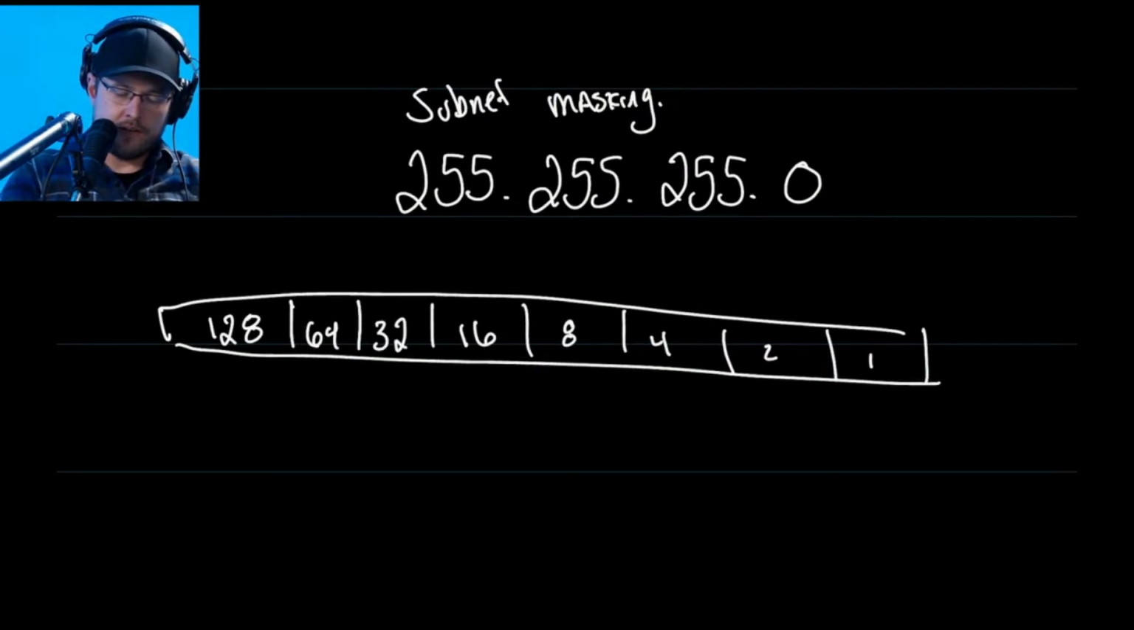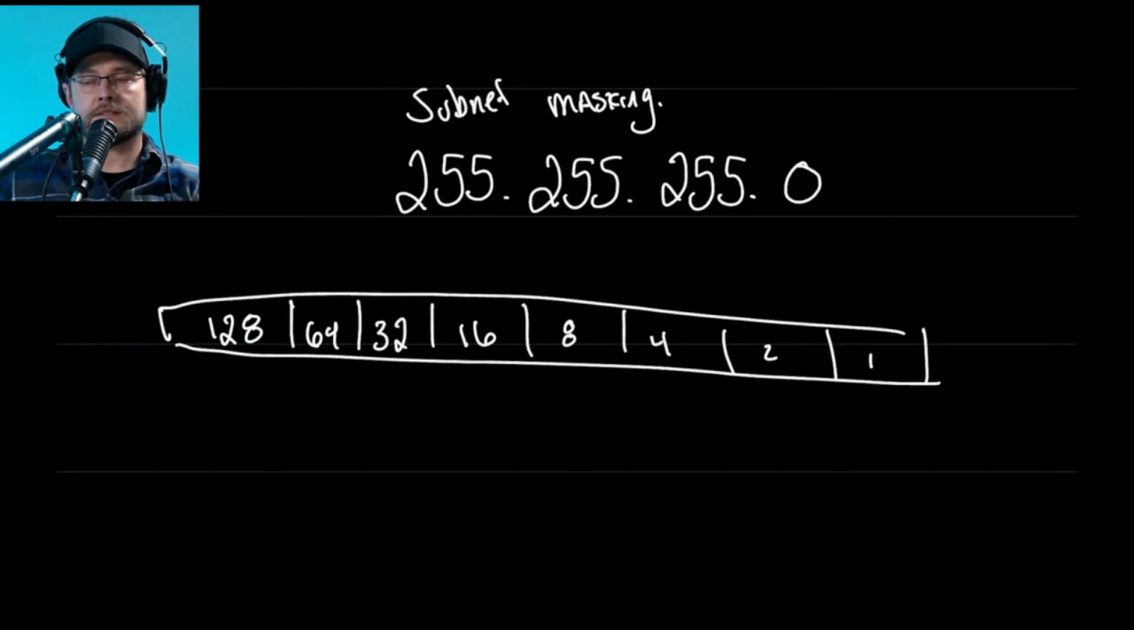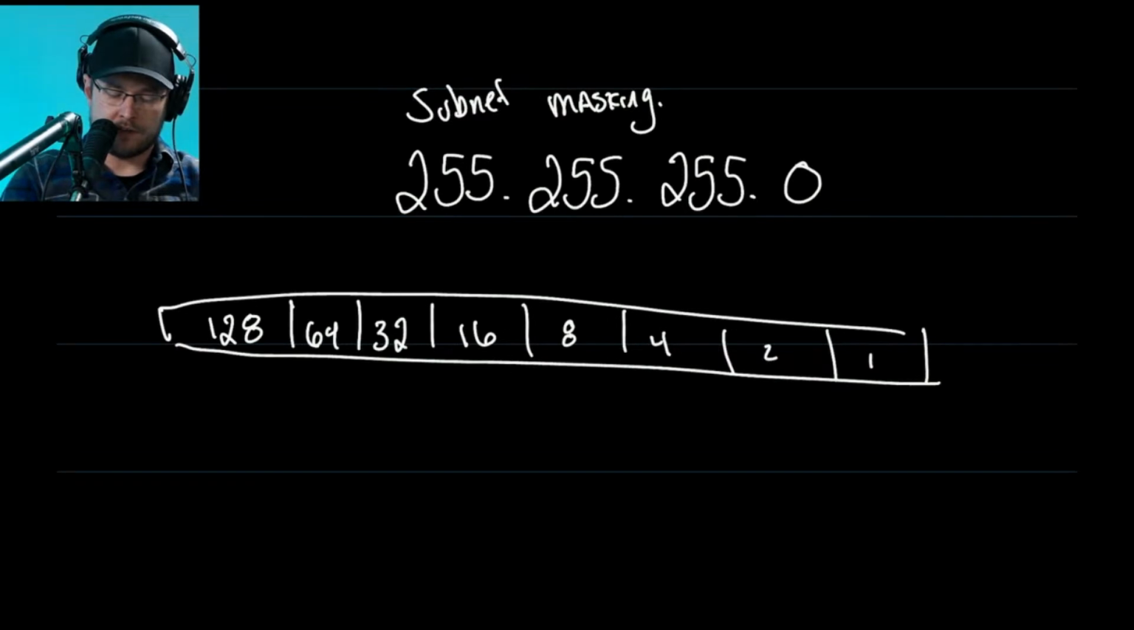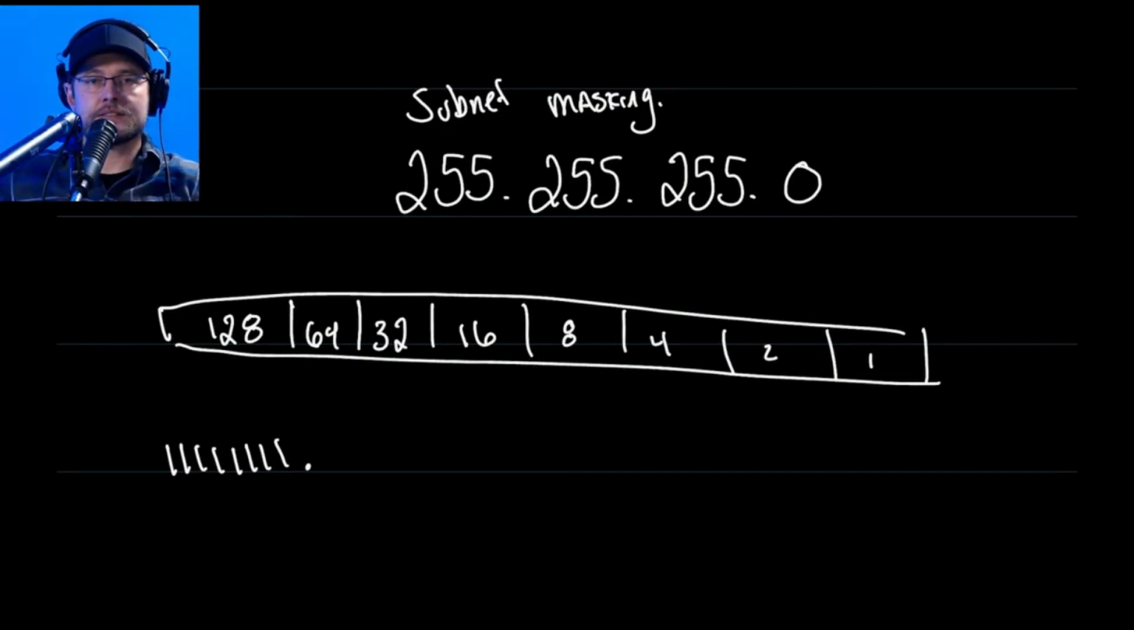So we have 8 spots. And if the spot is taken, is consumed, then we have a 1 in that location. And so for 255, we've got 8 spots. 255 means every single one is basically valid, or yes. And so that means we have a 1, 1, 1, 1, 1, 1, 1, 1. That is, in binary, what the octet actually looks like in ones and zeros.